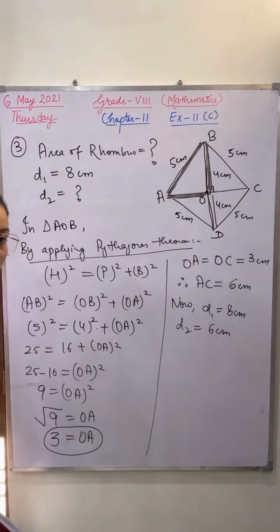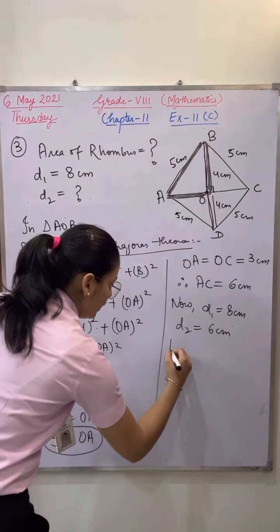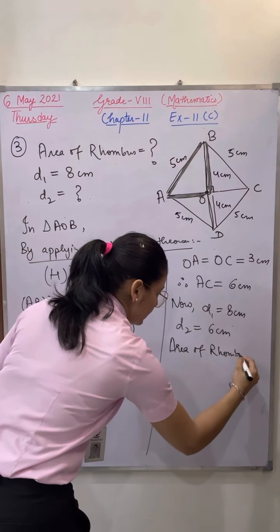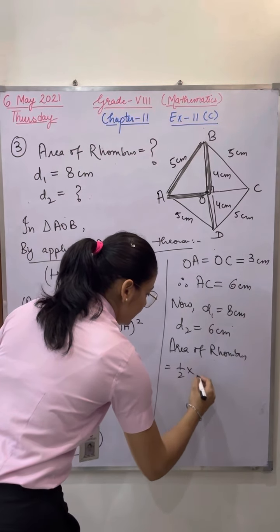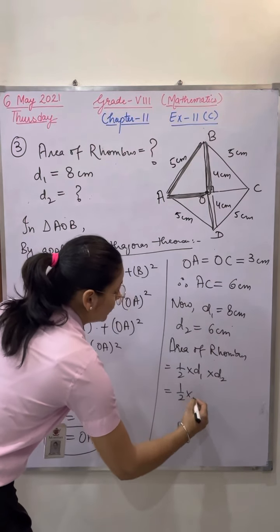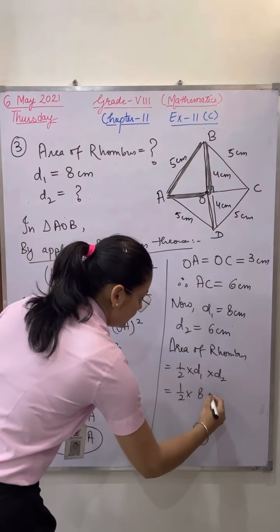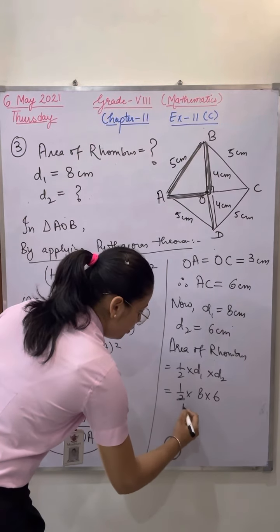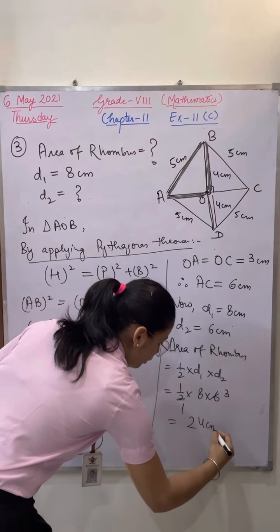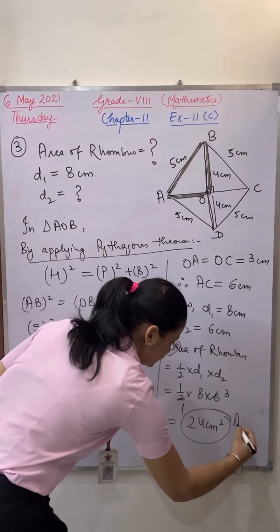I can go with the formula of area of rhombus. So area of rhombus is equals to half into diagonal 1 multiplied by diagonal 2. Half into diagonal 1 is 8, diagonal 2 is 6. So 2 ones are 2, 3 fours are 12... that is, half of 8 is 4, and 4 times 6 is 24. 24 centimeter square is your answer.